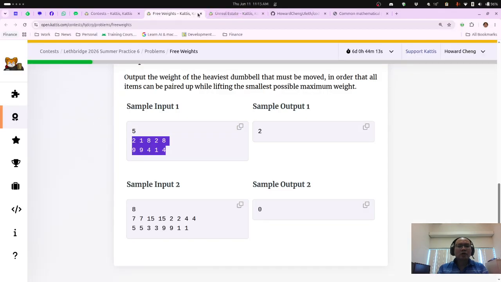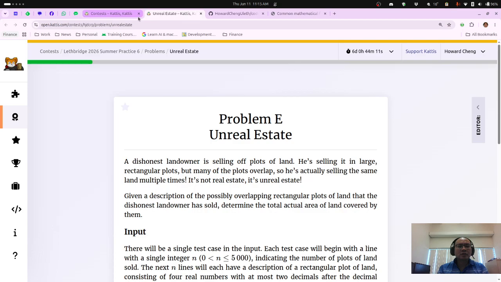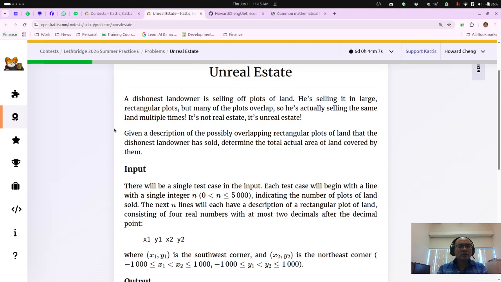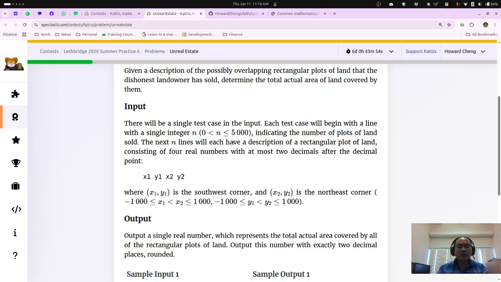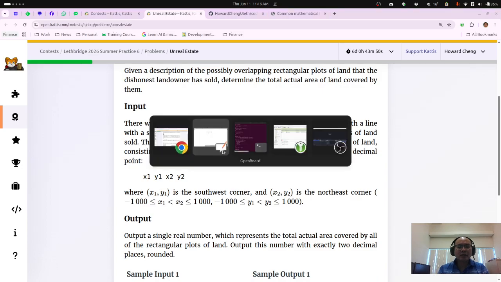Okay, the last problem is, I don't know if I want to say it's really easy or really hard. You have a bunch of rectangles and you want to know what is the total area. But they're overlapping, and there's up to 5,000 rectangles. Each one has coordinates between negative 1,000 and 1,000.